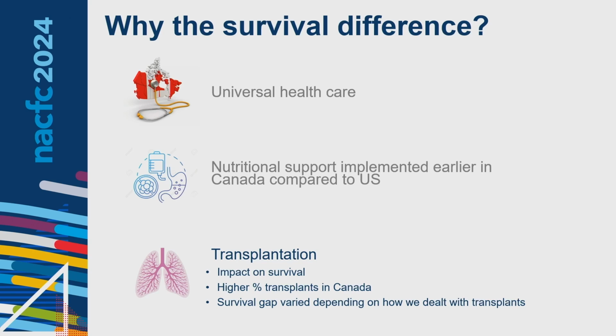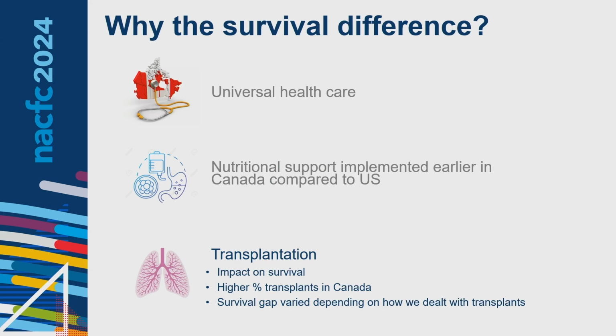So obviously universal healthcare came up, because in Canada we have a different healthcare system than the US. Nutritional support was implemented earlier in Canada compared to the US. So if people had good nutrition from the time of birth, maybe they weren't dying as much later on in life. That could be a contributing factor. But another one was transplantation, which was a therapy that impacted survival fairly quickly after it was done.